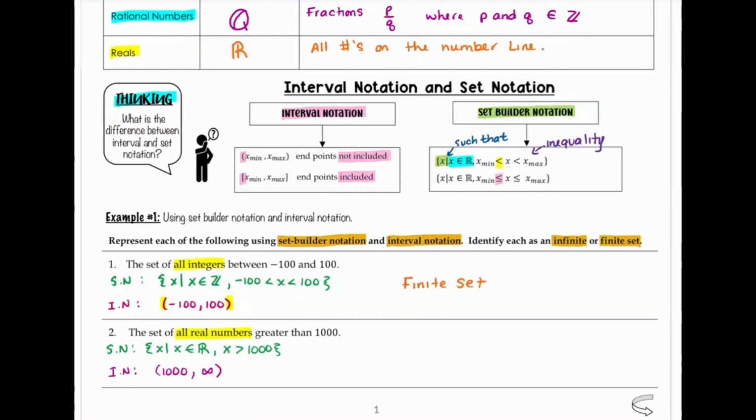Now here, is this an infinite set or finite set? Since we're heading towards infinity, then this would be considered an infinite set.